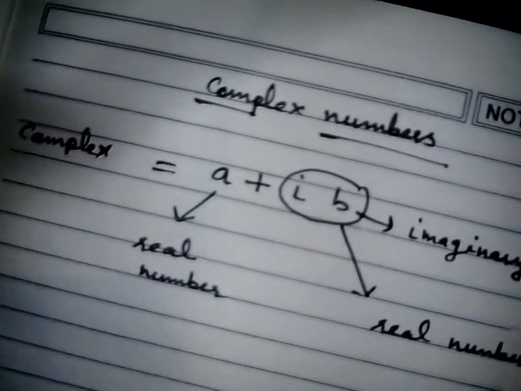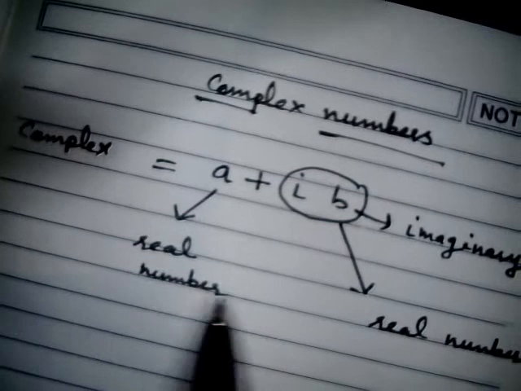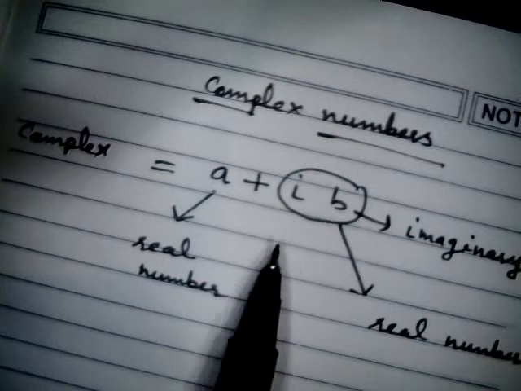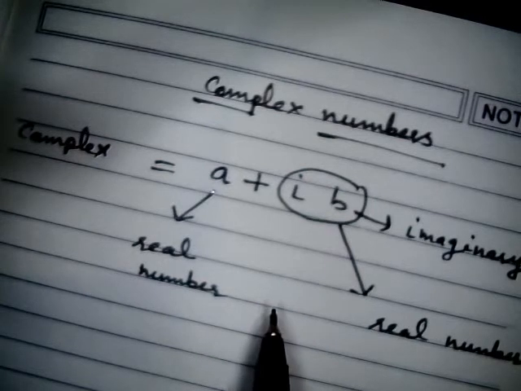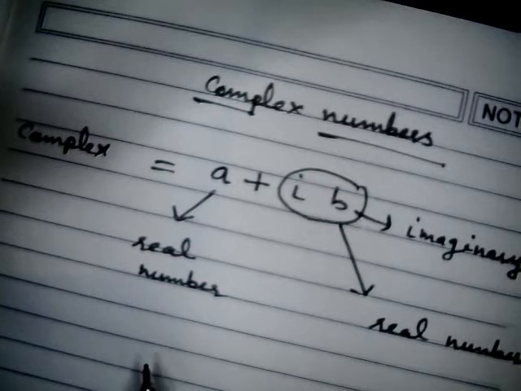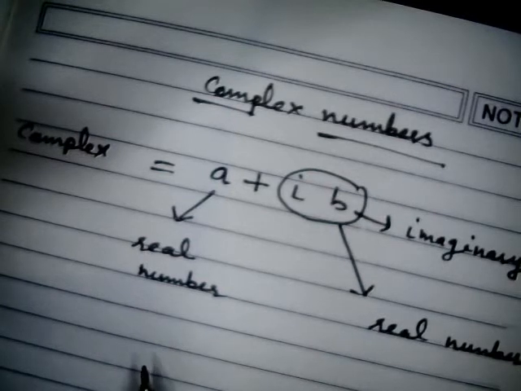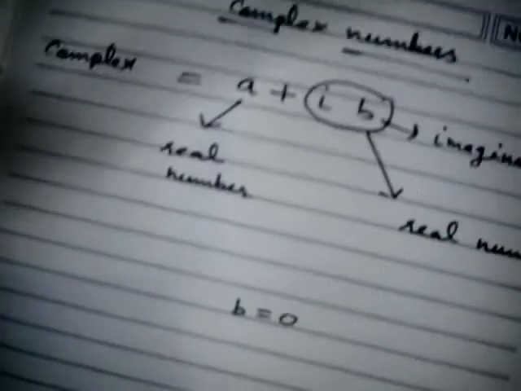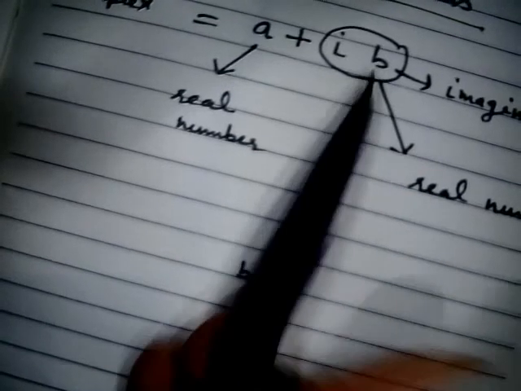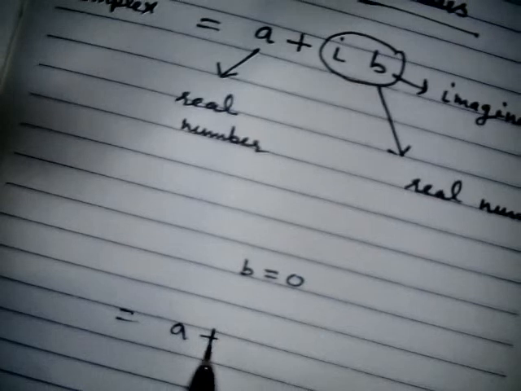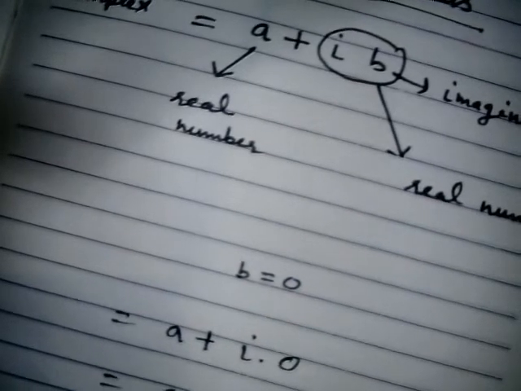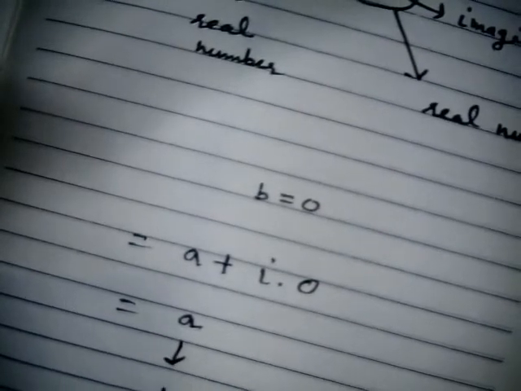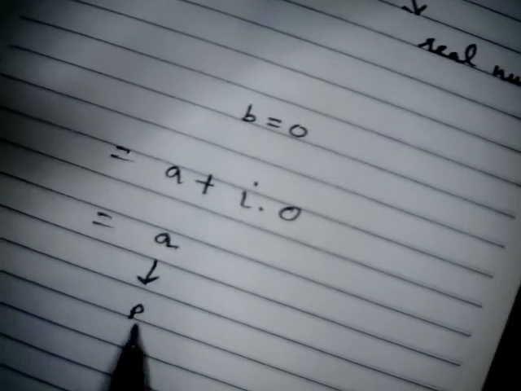Okay, the complex number is a combination of real part and imaginary part. Okay, when it could be a complex number and when it could not be a complex number, it will become fully real. Suppose if I place at the place of b 0, then what will become? a plus i into 0, so that is going to be a. So it is the pure real number.